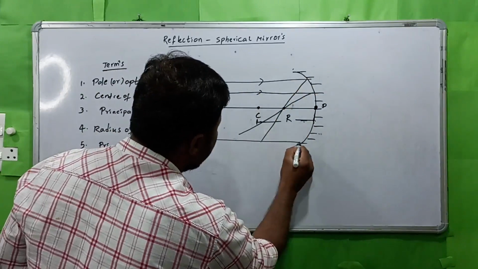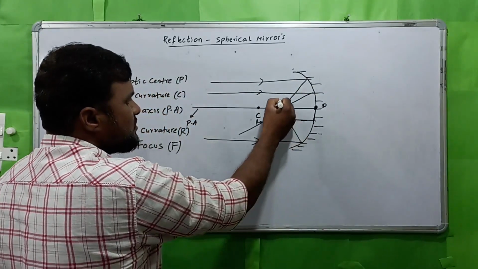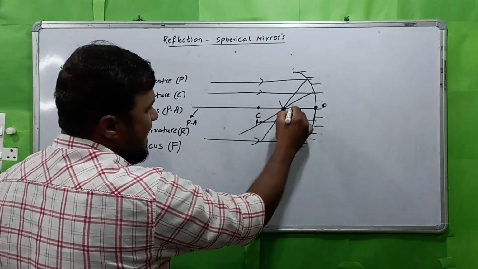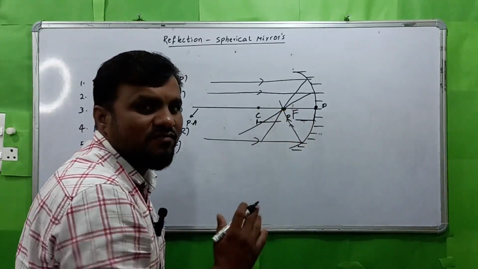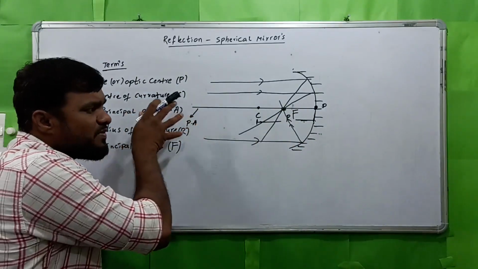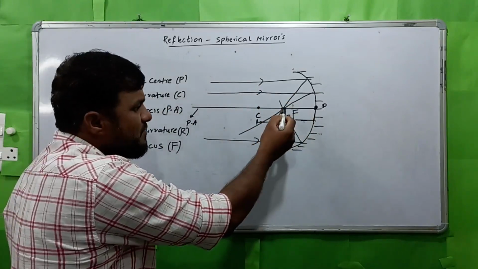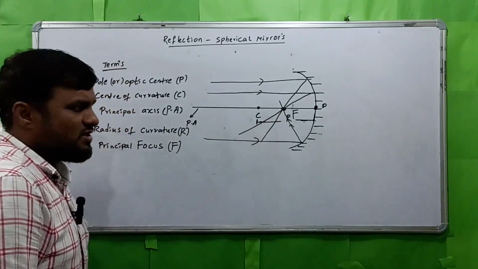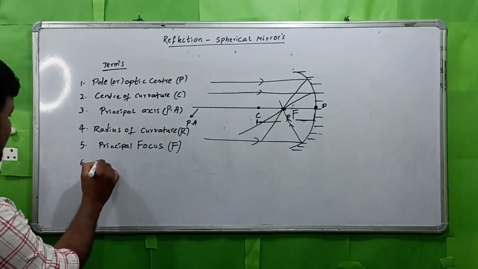If I draw another ray incident on the mirror, reflection takes place towards the same point. All these rays meet here. As a result, this point is known as capital F, the principal focus. A parallel beam of light moving parallel to the principal axis, after reflection, all rays meet at one particular point. That point is known as the principal focus. Next term, focal length.